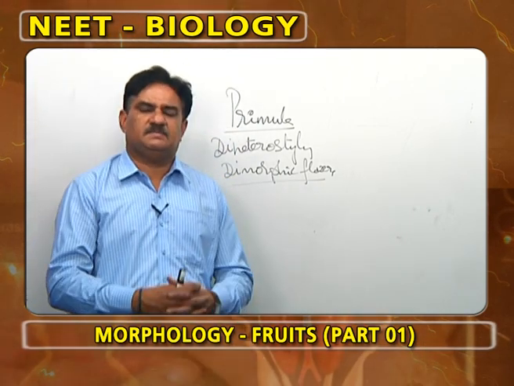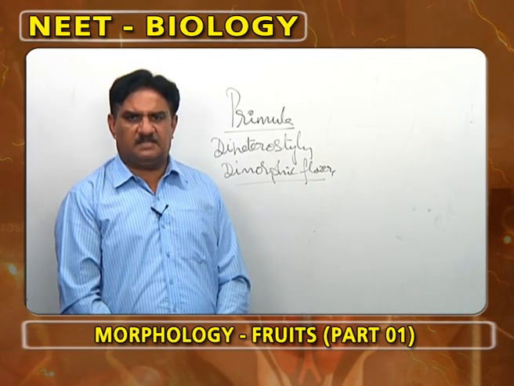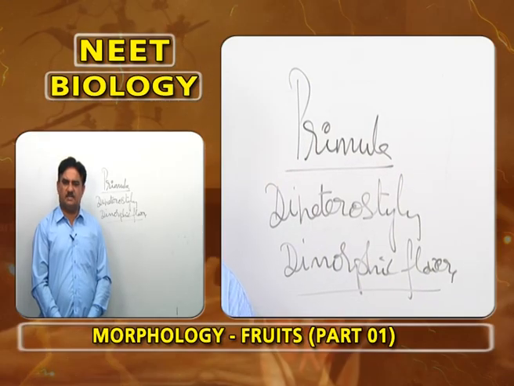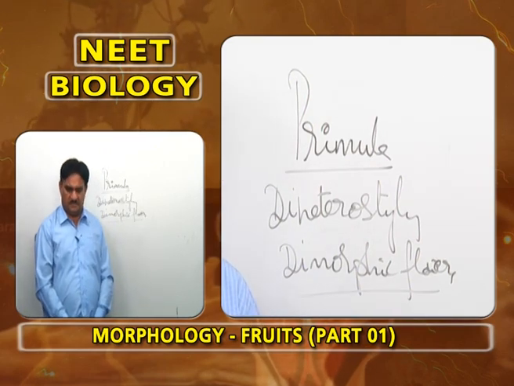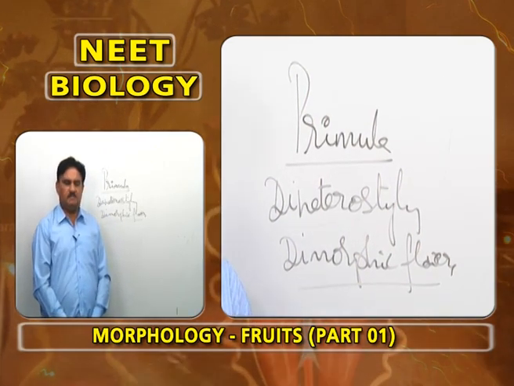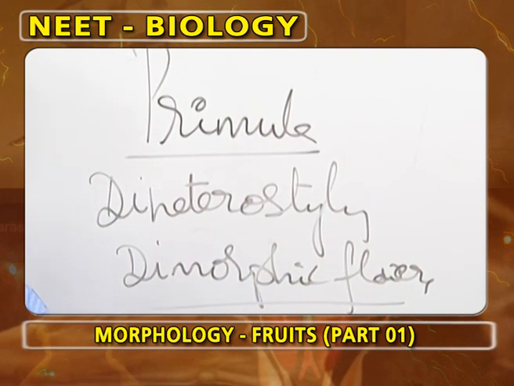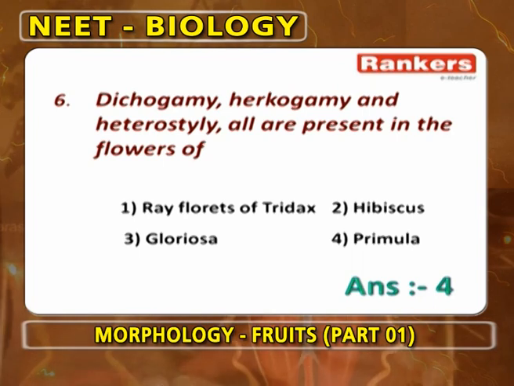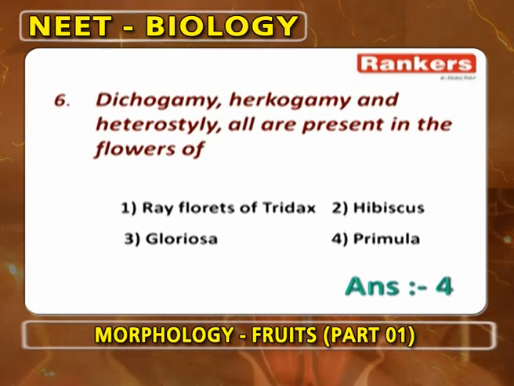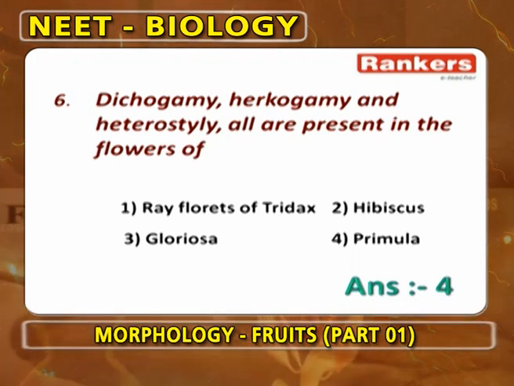Pollination always occurs between the flowers of long styles and long stamens, short styles and short stamens. There, the arrangement of essential organs is at different heights. So that is hercogamy. The maturation of essential organs, androecium and gynoecium, is at different times. So that is dichogamy. 2 different heights of styles present in the flowers of the same plant, that is heterostyly. So dichogamy, hercogamy and heterostyly all are present in the flowers of Primula. Primula shows diheterostyly.